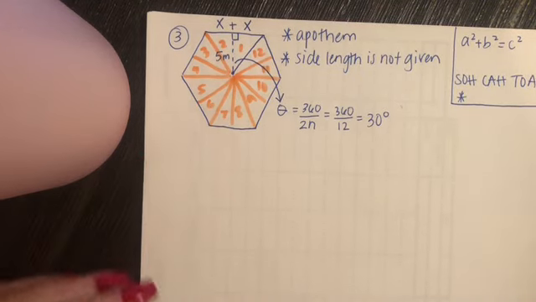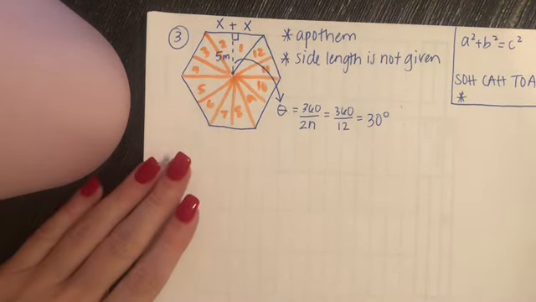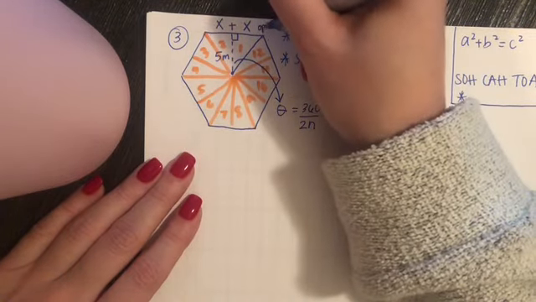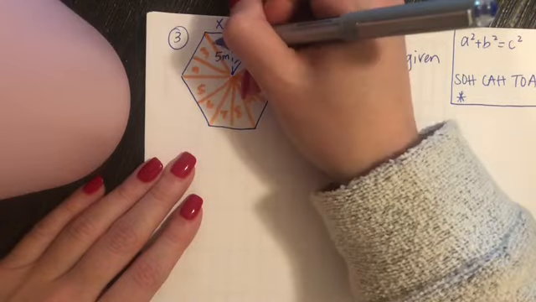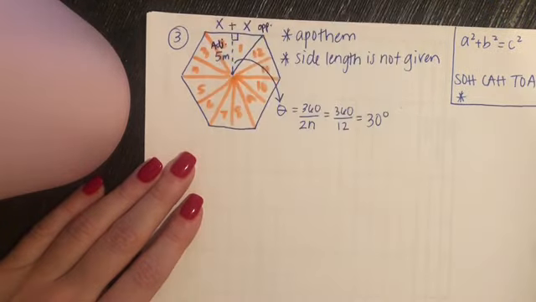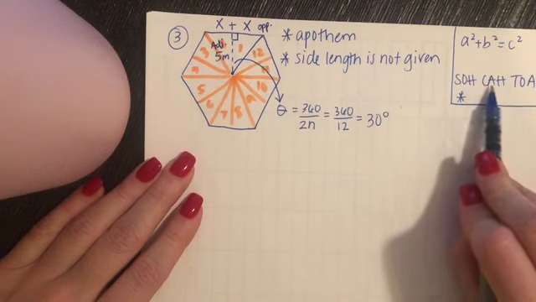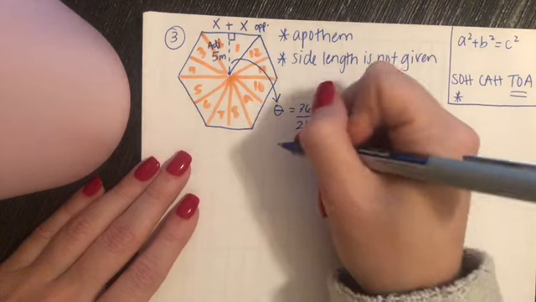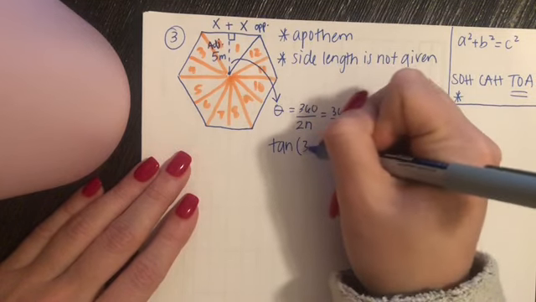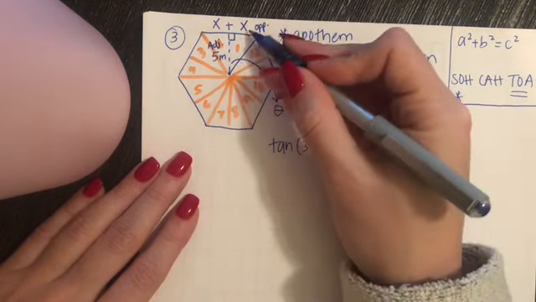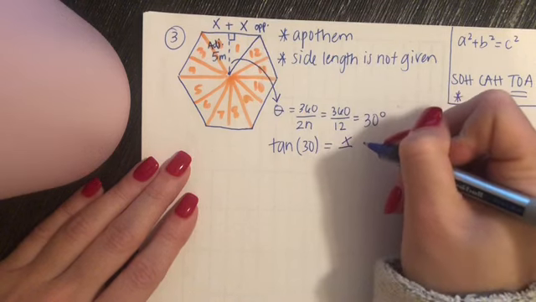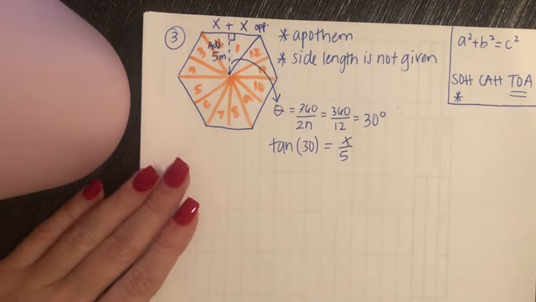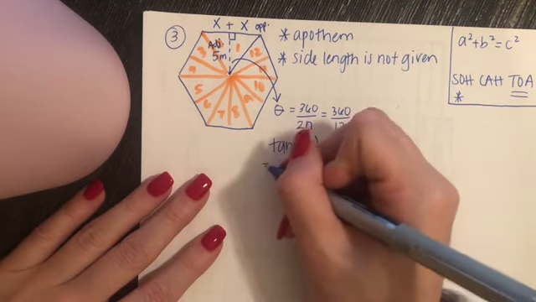Okay, now let's go ahead and finish our process. Based on this theta, my x is opposite and this side is adjacent. Opposite and adjacent. That looks like our trig function tangent. So tangent of our theta equals opposite, which is x, over adjacent, which is 5. Now we just need to solve for x. I can multiply by 5 on both sides.